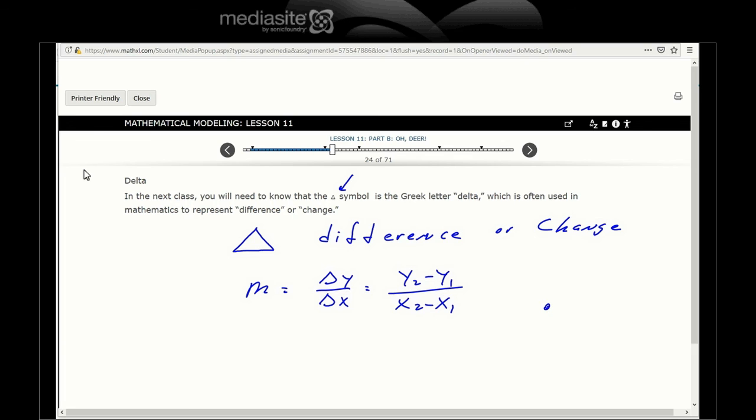So if I had a point, and I knew how x and y worked, now I basically get myself my graph. So delta, the triangle symbol, just means a difference or a change between 2 points.